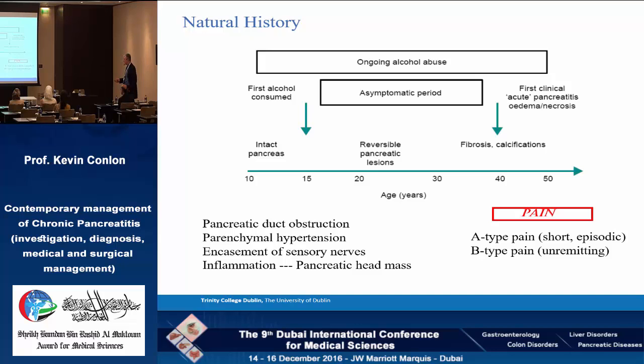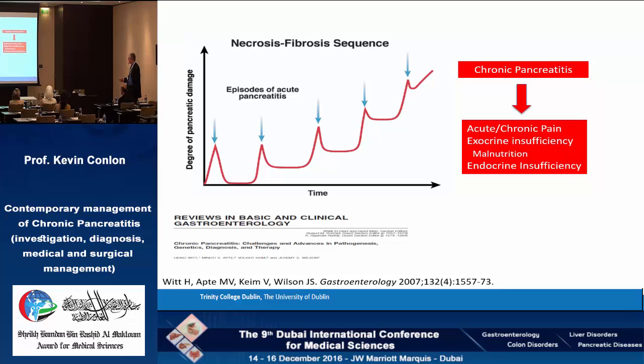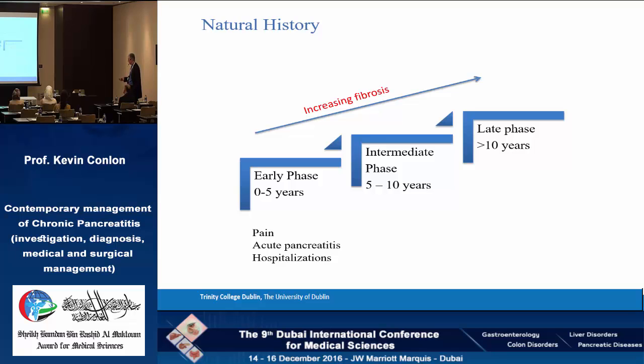And this is what's called a necrosis fibrosis sequence, where the patients present with episodes of acute pancreatitis, and all the time there's a degree of pancreatic damage which is increasing until you get to a stage of developing chronic pancreatitis. They have pain, they have exocrine insufficiency, and they have endocrine insufficiency. Now, this doesn't happen overnight, and it happens over quite a considerable period. So we'd see them in the hospital coming in with recurrent attacks of pancreatitis. Their main complaint is pain. If you measure their exocrine and endocrine functionality, it's relatively normal.